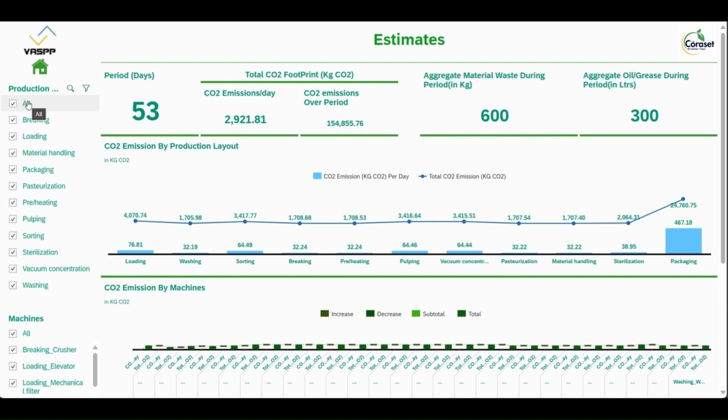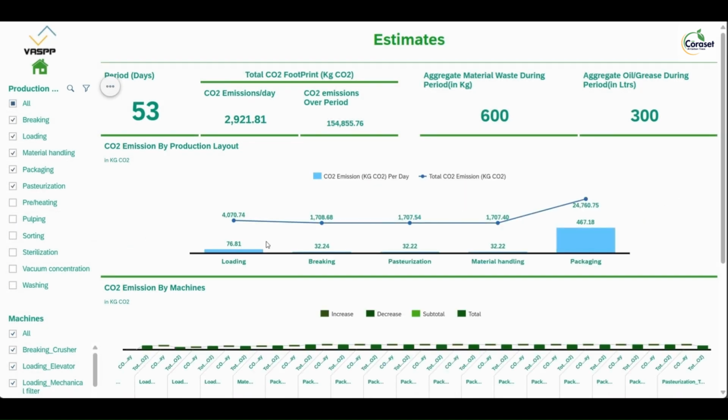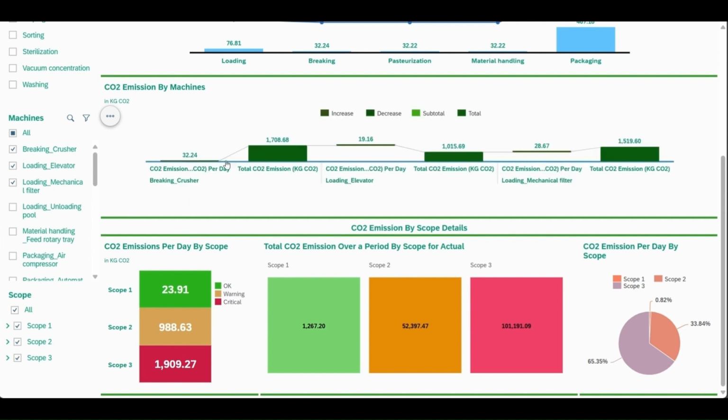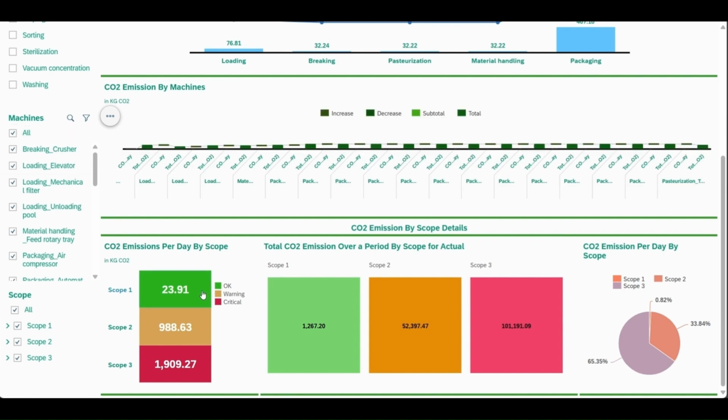As I click on the production layout filter, a drop-down appears having various production layout options. As per requirement, I can select one or multiple filters at the same time, and data will be integrated into the table according to selection. In the same way, users can select different filters to view each data granularly.